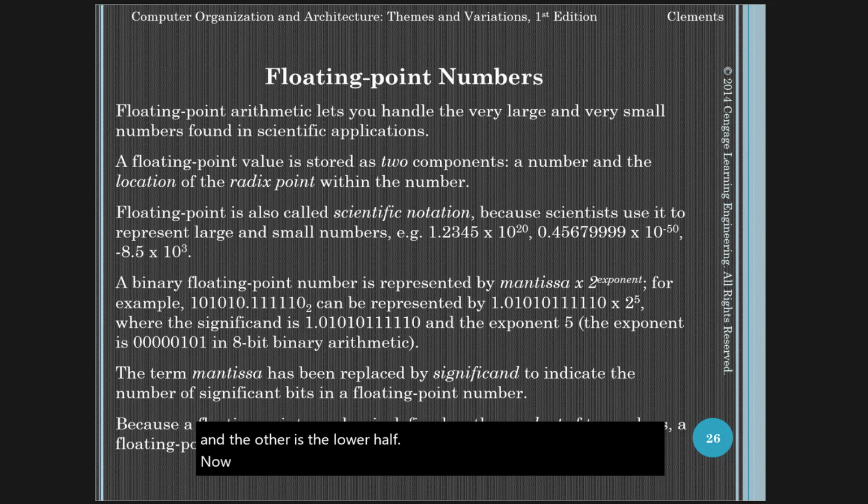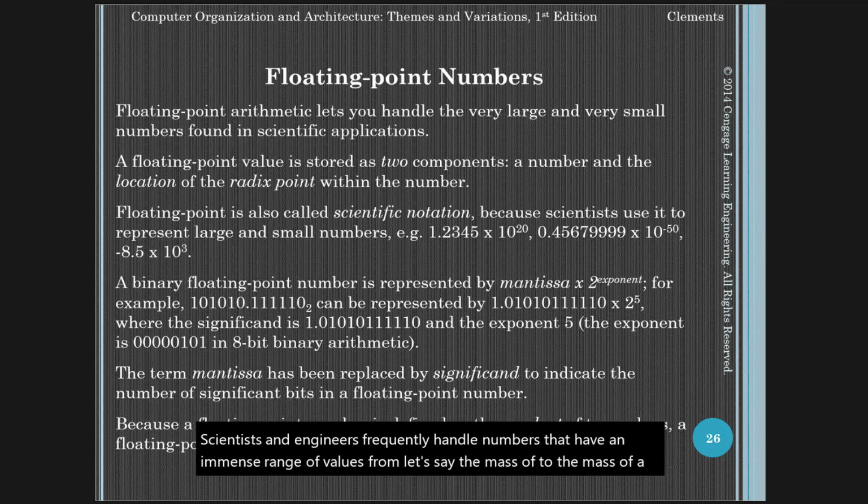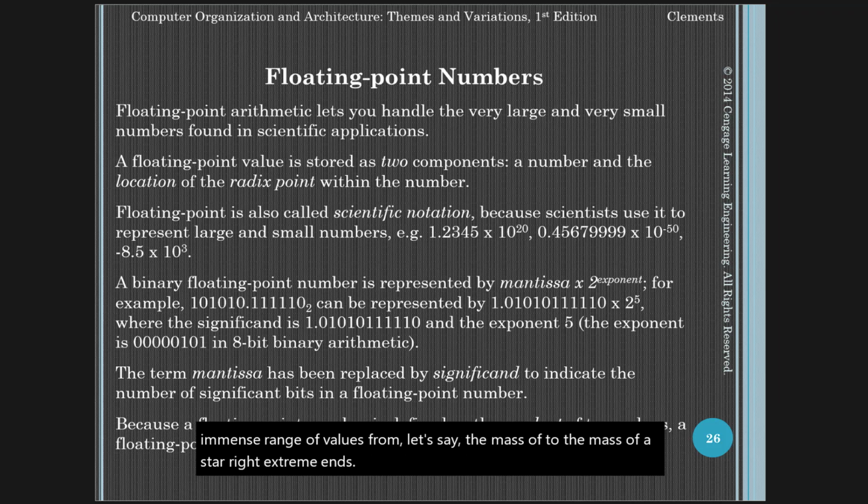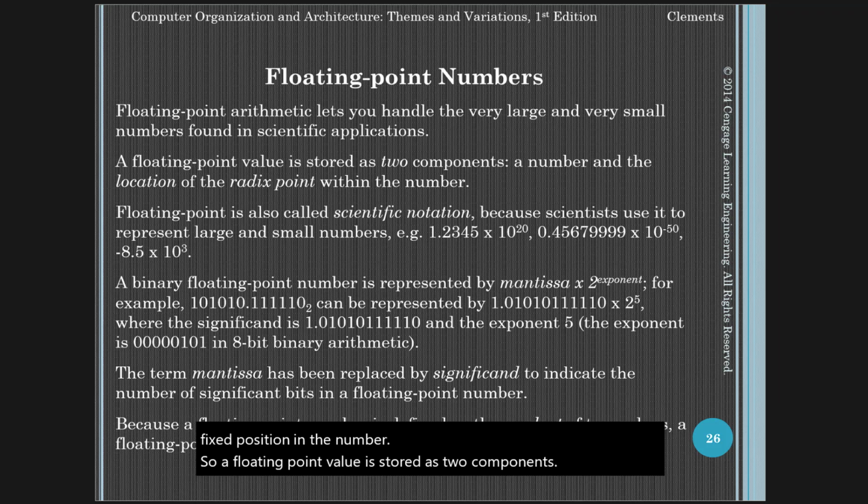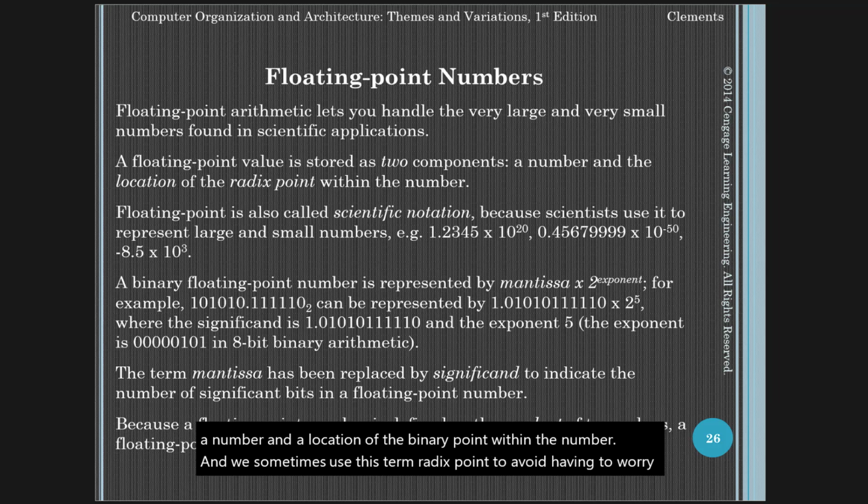Now, scientists and engineers frequently handle numbers that have an immense range of values, from, let's say, the mass of an electron to the mass of a star, right? Extreme ends. And such numbers are often represented and processed by means of floating point arithmetic, because the binary point is not located at a fixed position in the number. So a floating point value is stored as two components. We have a number and a location of the binary point within the number. And we sometimes use this term radix point to avoid having to worry about whether we mean decimal point or binary point. So don't get too confused on the terminology.